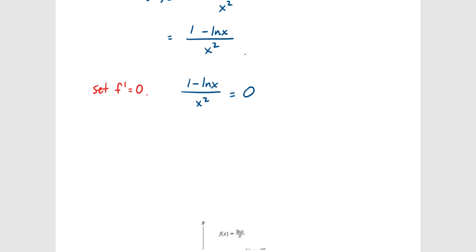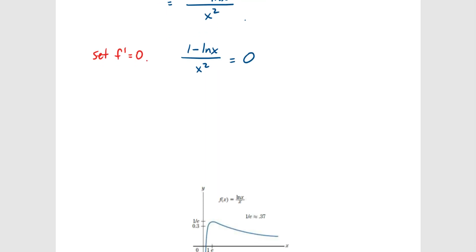So solving this for x now, we have to know that this is a simplified fraction. We can't cancel any common factors here with the numerator and denominator. So we have to set that numerator equal to 0. The only way a fraction equals 0 is if the numerator is 0. And now we solve this for x. So let's add ln of x to the right. We get 1 equals ln of x.